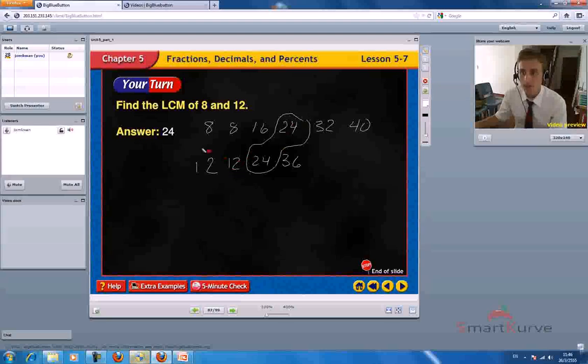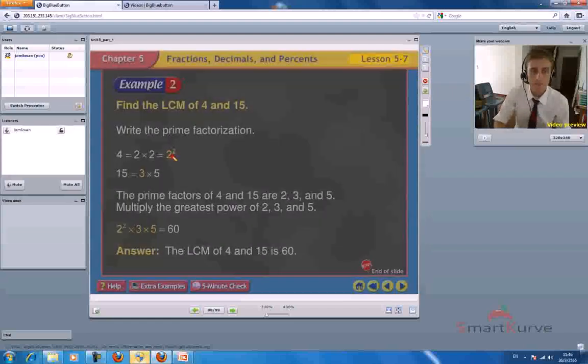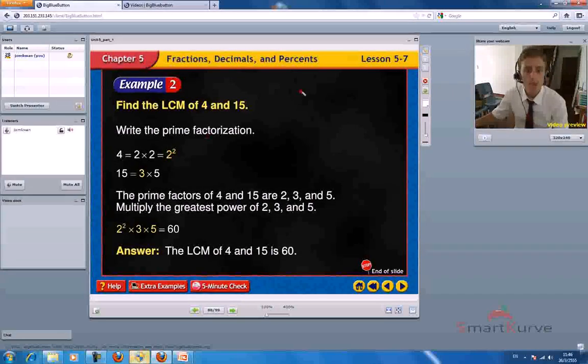Find the least common multiple of 8 and 12. 8 times 1 is 8, times 2 is 16, times 3 is 24, times 4, 32, times 5, 40. 12 times 1, 12, times 2, 24, times 3, 36. Oh wait, it asks for the least common multiple. We already see that both have 24 as a multiple. That is the smallest number. That is the least common multiple.